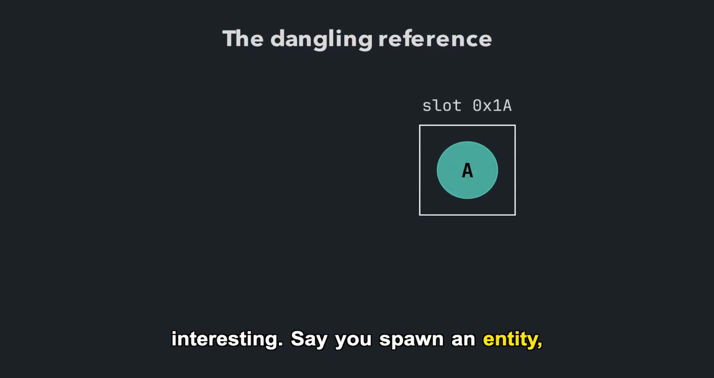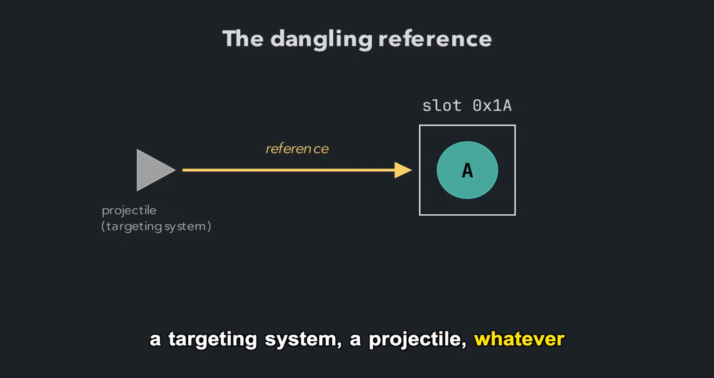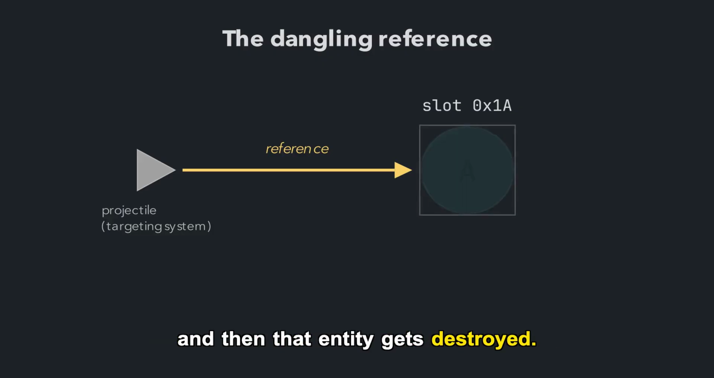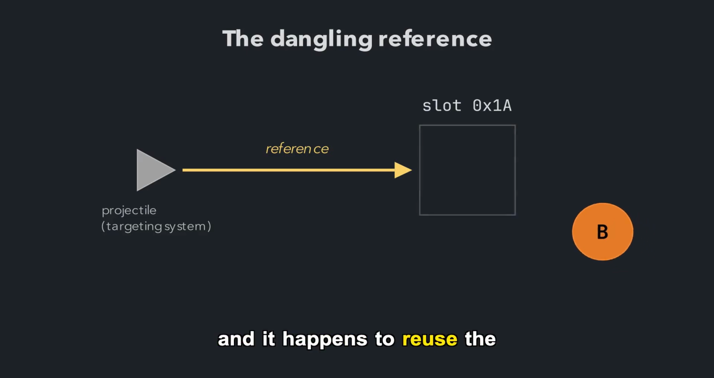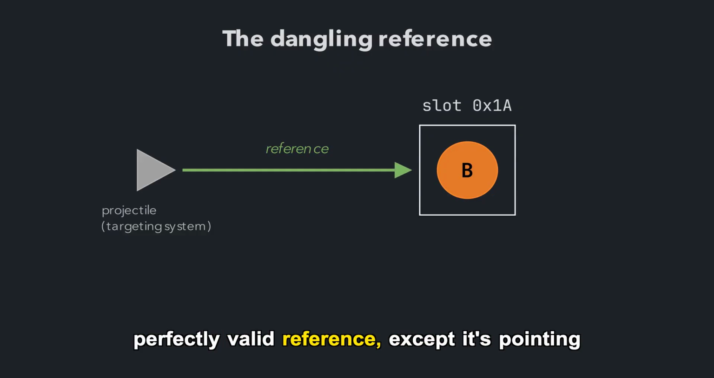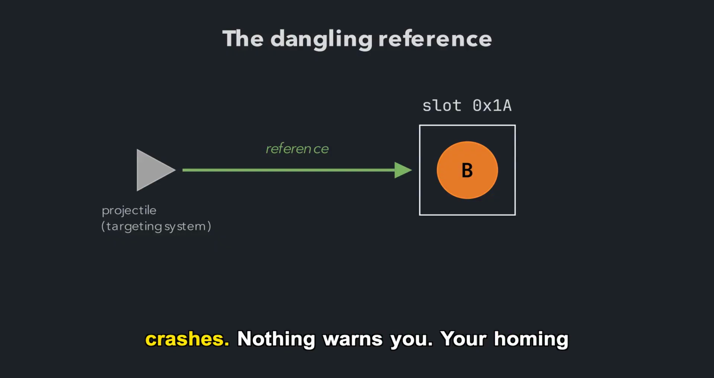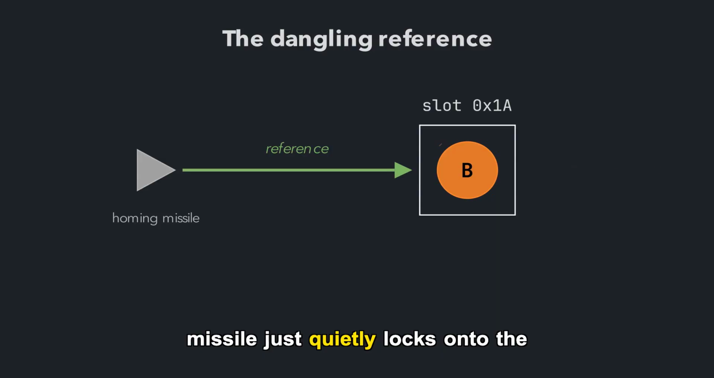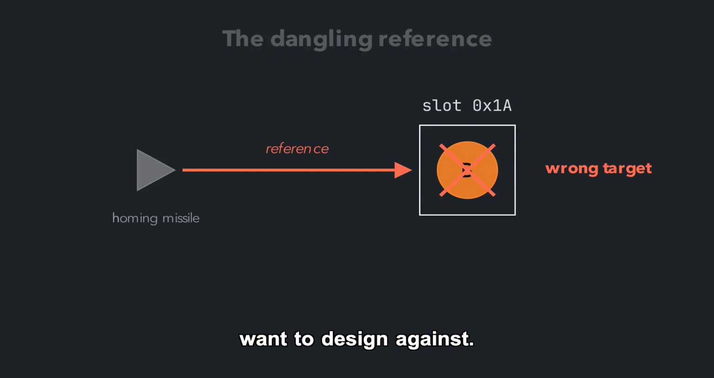Say you spawn an entity, hand its reference off to something, a targeting system, a projectile, whatever, and then that entity gets destroyed. Later, you spawn a new entity, and it happens to reuse the exact same slot the old one lived in. Now your projectile is still holding what looks like a perfectly valid reference, except it's pointing at a completely different object. Nothing crashes. Nothing warns you. Your homing missile just quietly locks onto the wrong target. That's the failure I want to design against.